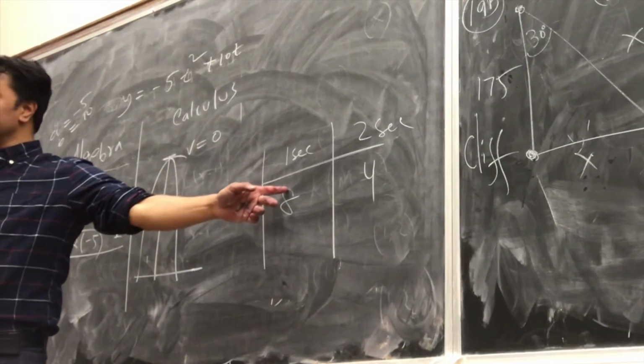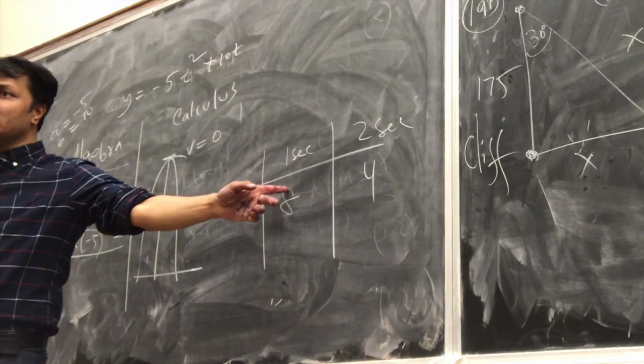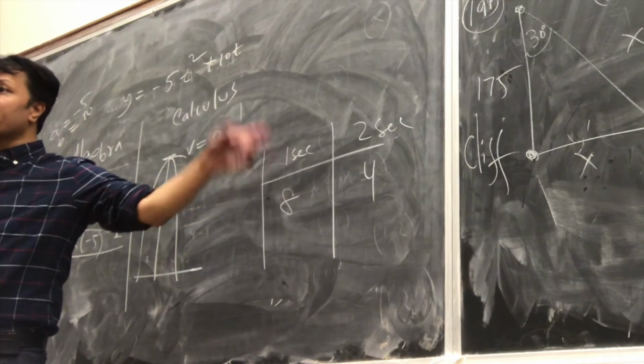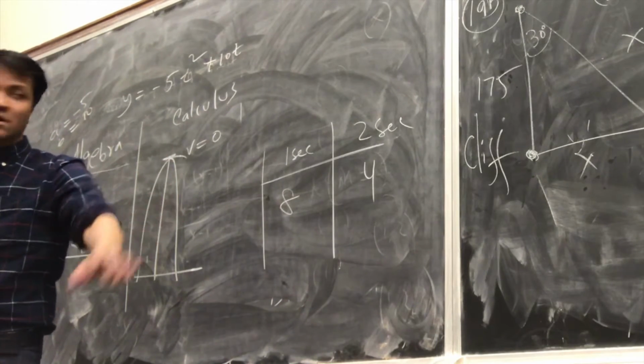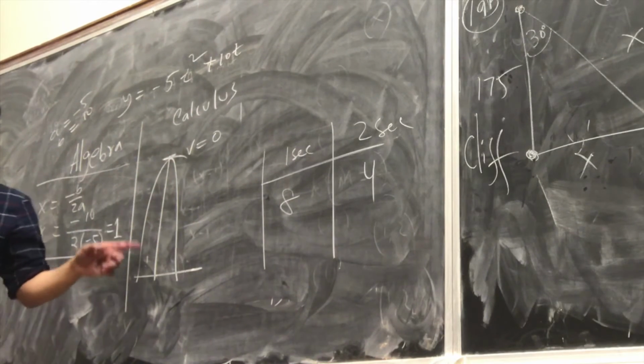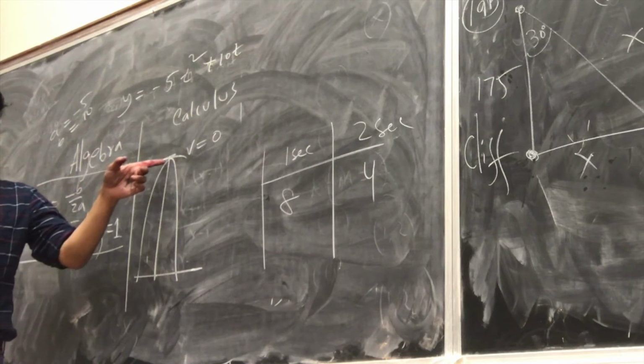So at 1 second, does that make sense? At 1 second, the chalk arrived at the maximum height. At 1 second, the chalk velocity was 0. Chalk velocity is not 0 here.